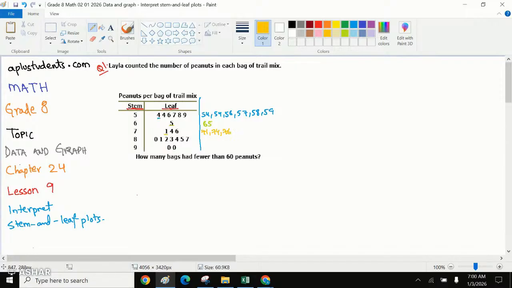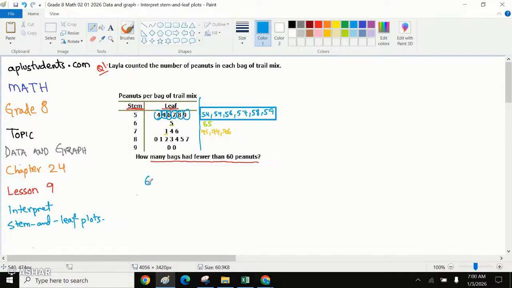So in our question over here, we need to find how many bags had fewer than 60 peanuts. So finding the number of bags which had fewer than 60, that means we cannot look at 60 in the tens. We have to go with 5. So these were the bags which had fewer than 60. So how many bags were there in total? What we can do is we can count these leaves. 1, 2, 3, 4, 5, and 6.